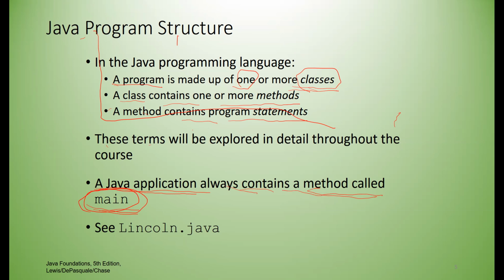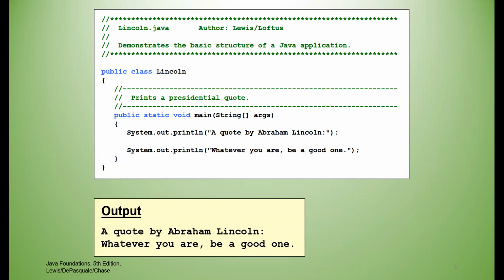Let's look at this program. The program name is Lincoln, okay? And this is the extension of a Java file, or to be more exact, a Java class. Remember, every program is made up of one or more classes. In this case, we have one class. This is the class name, and this is the extension .java. So here is a program. I know some of you have Java background. You look at this and you will see, oh, this is so easy.